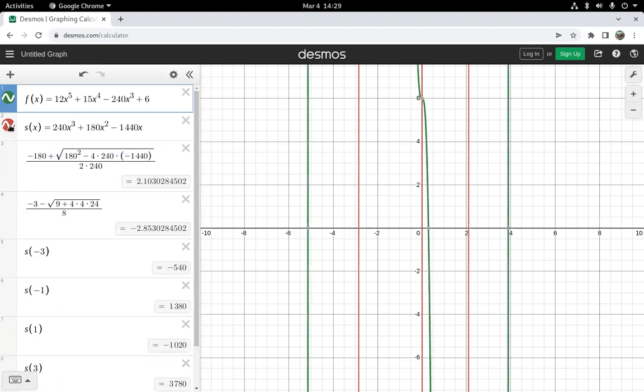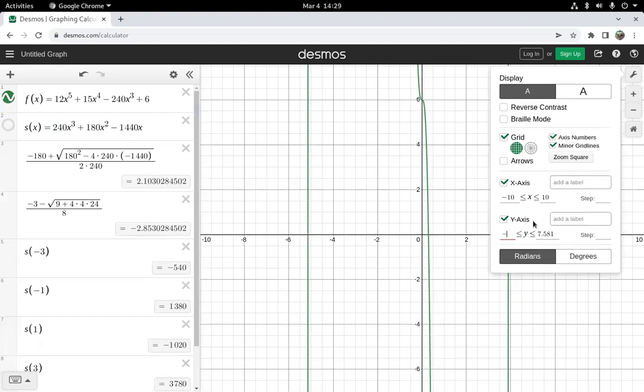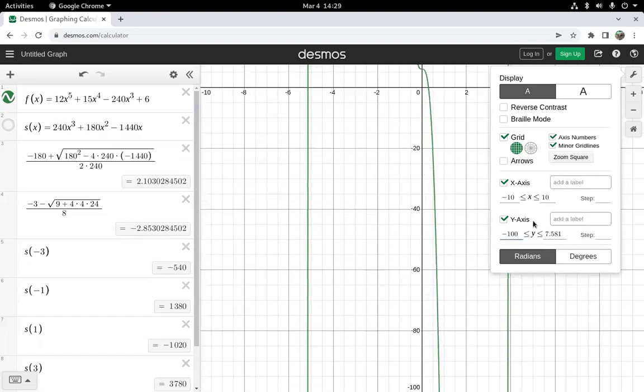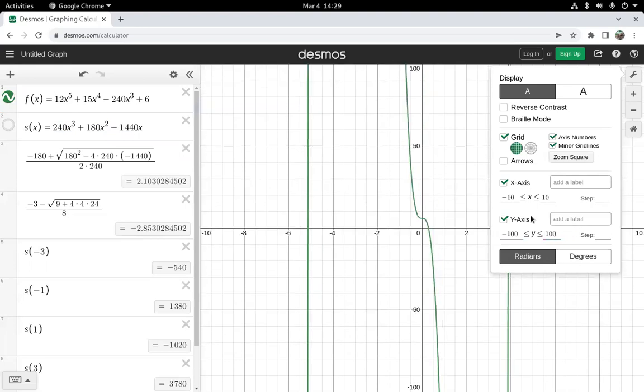And I don't need to see the second derivative. So I want to see if I can get a scale that shows me those turning points. So let's play with the scale here. We're going to have to go down lower and up higher. So I'm just going to guess at first. Let's go down to negative 100 and maybe up to positive 100. See if we can get any of those turning points.